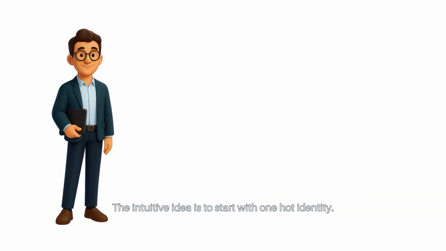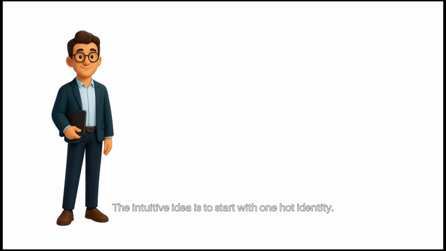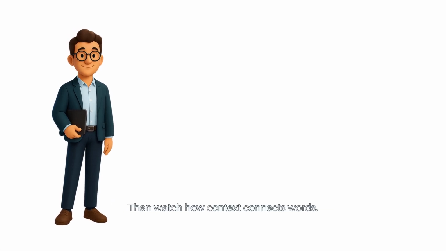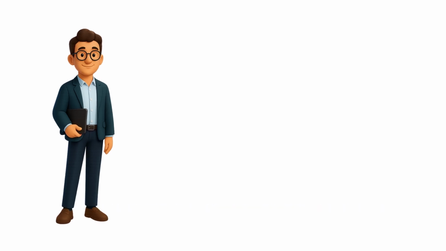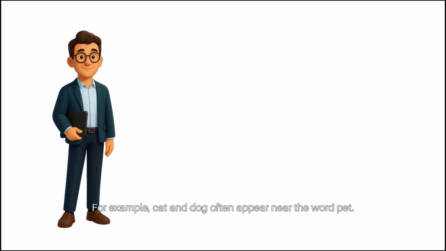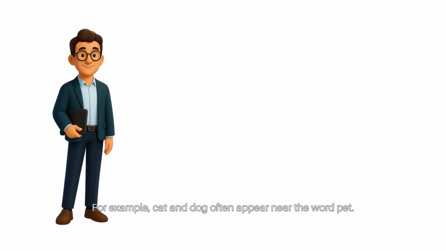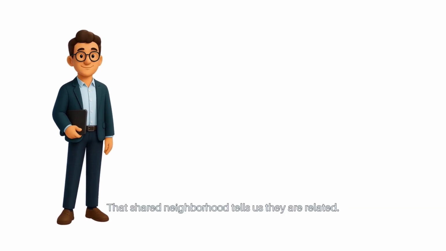The intuitive idea is to start with one-hot identity, then watch how context connects words. If two words share many neighbors, they will end up with similar vectors. For example, cat and dog often appear near the word pet. That shared neighborhood tells us they are related.